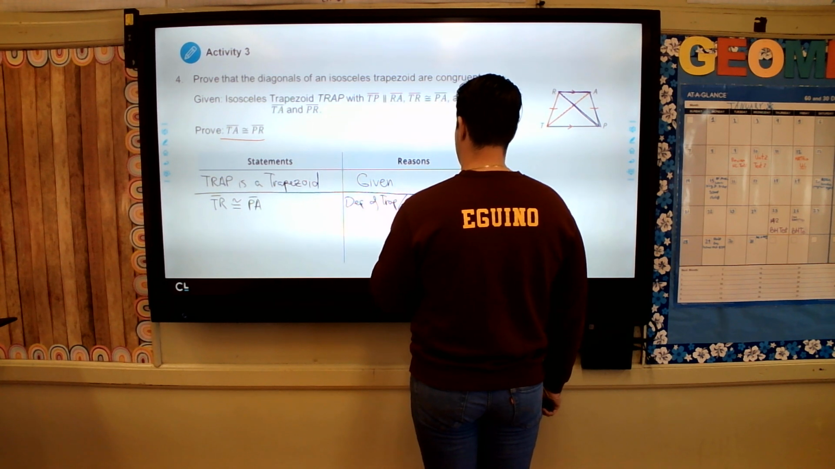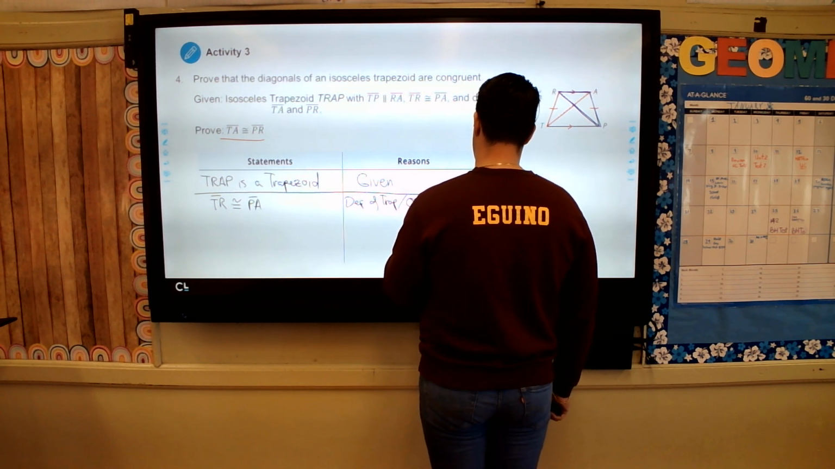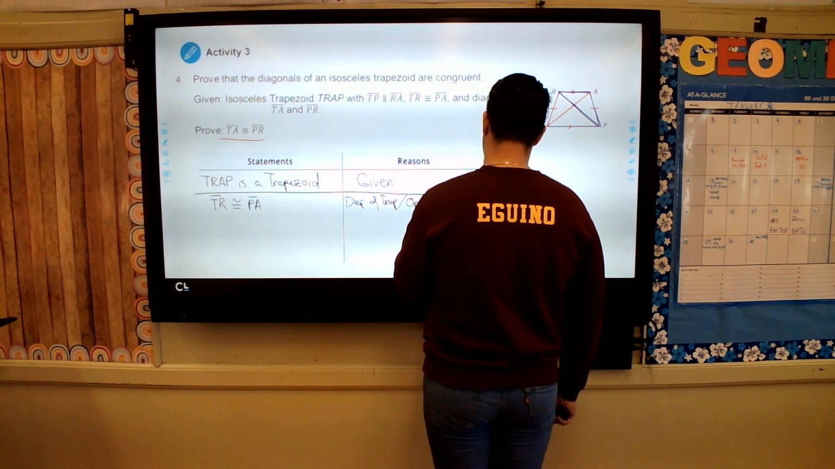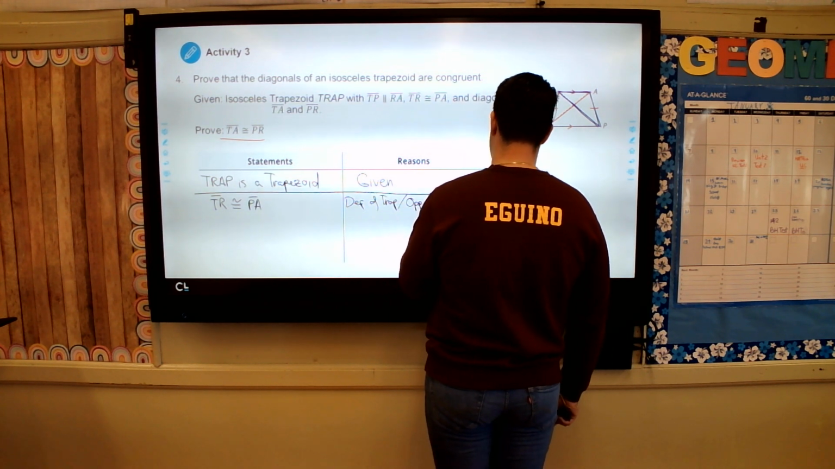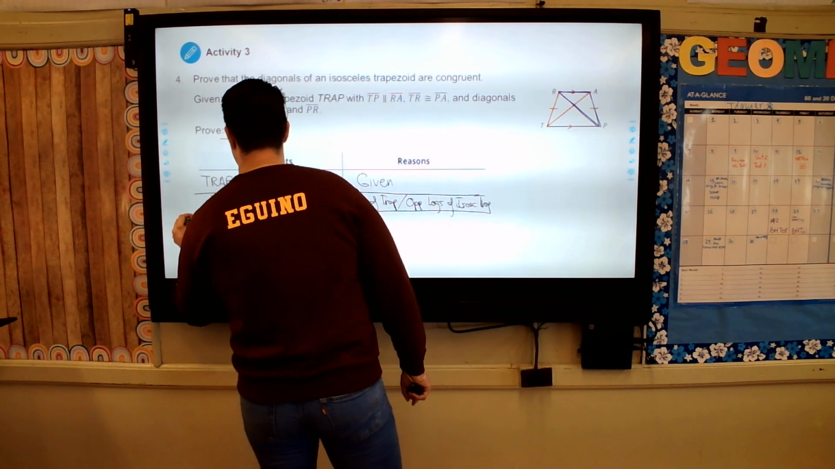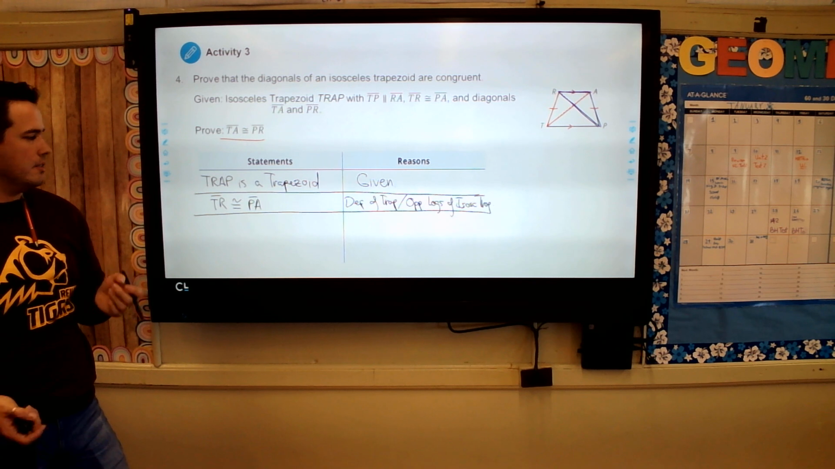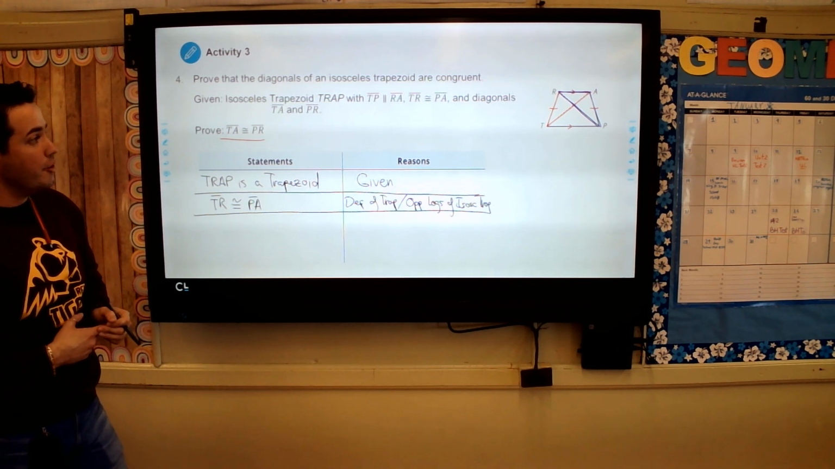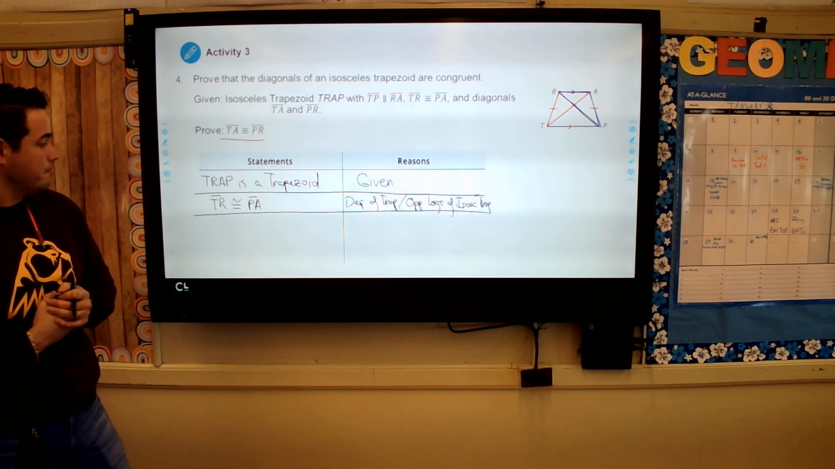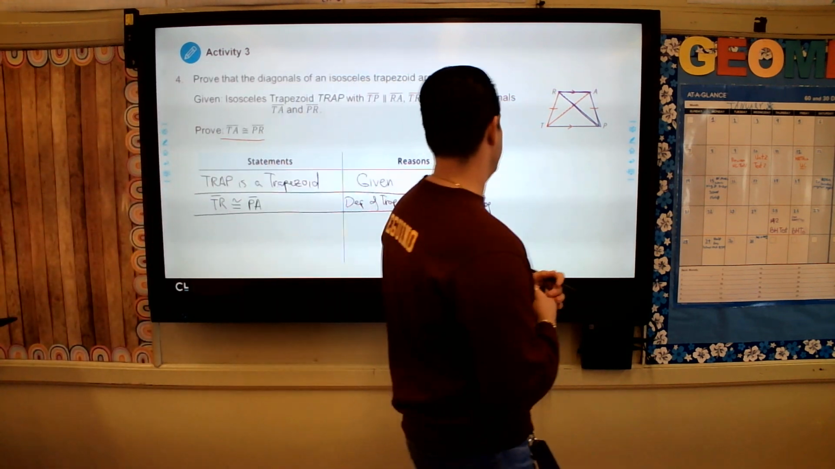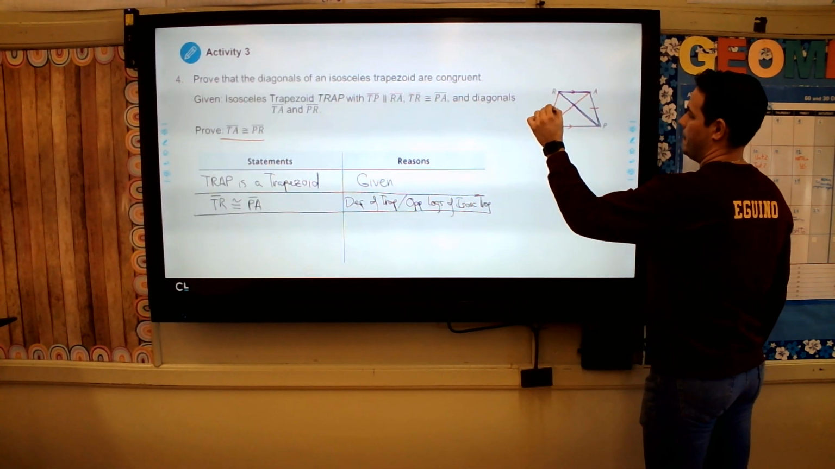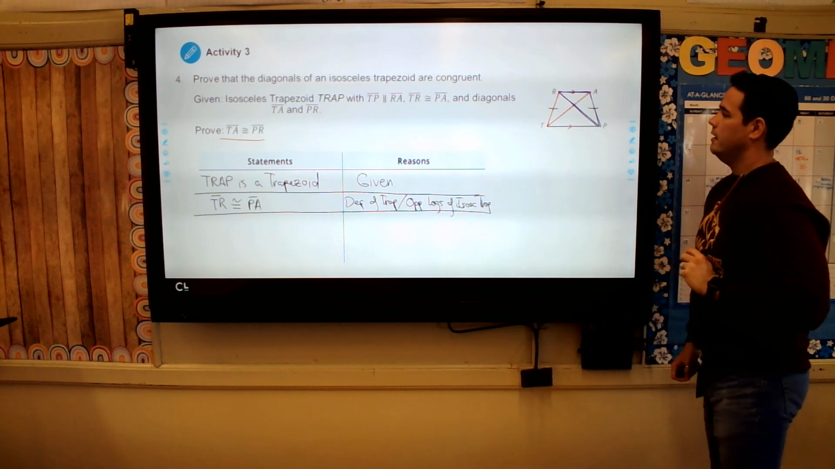or you could say opposite legs of an isosceles trapezoid. Whatever you like. But yeah, in a sense, it's given. It's part of the properties of a trapezoid. That's how you know that. What else do you know? So we have that TR and PA are congruent.